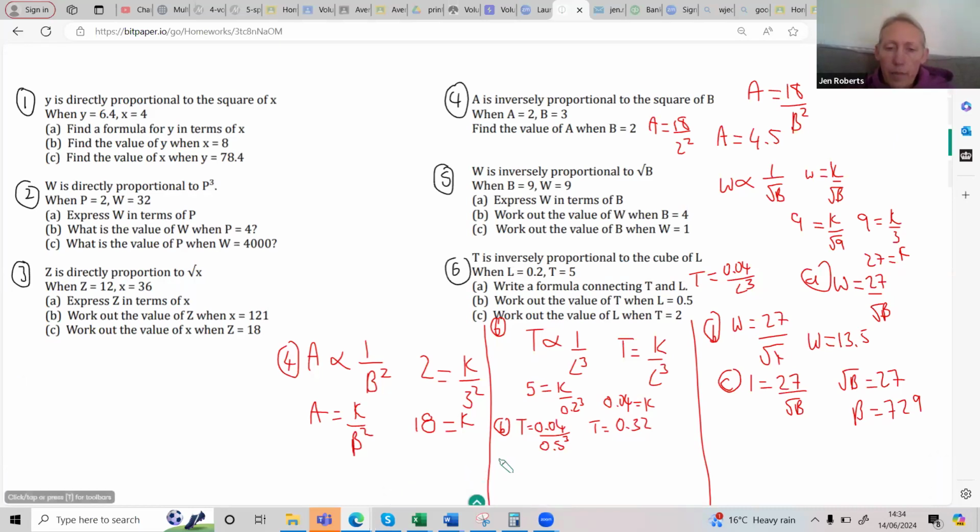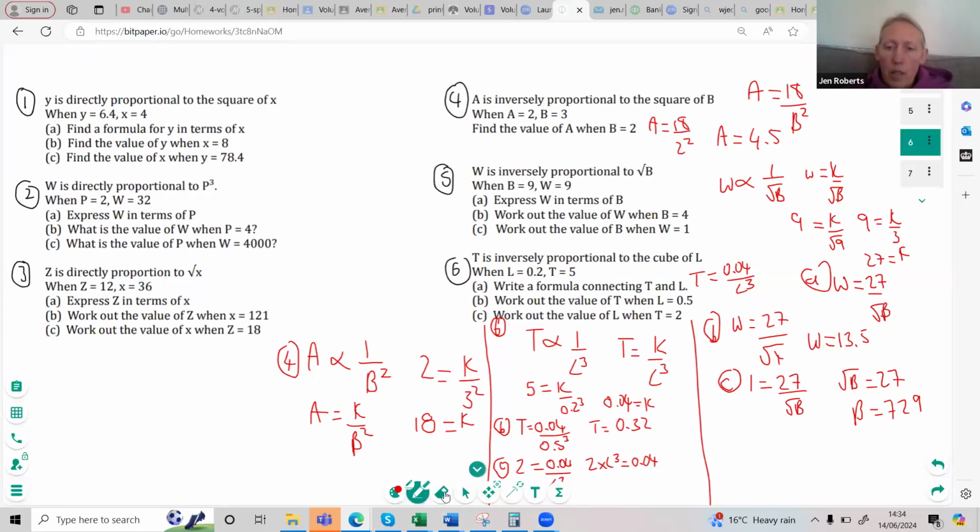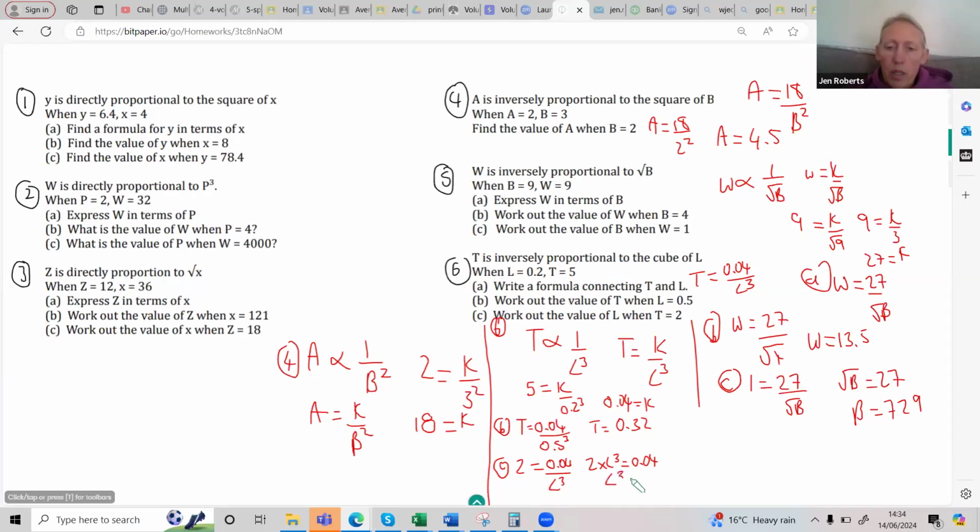And your part C. This time we know T. Times both sides by L cubed. Divide both sides by 2. So I've not actually divided by 2, sorry. And then now we need to cube root both sides. That gives us L is 0.27 to 2 decimal places.